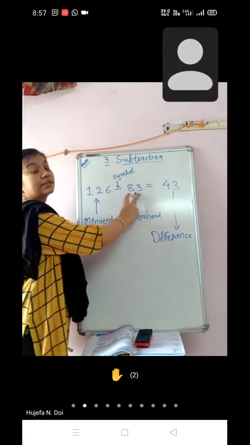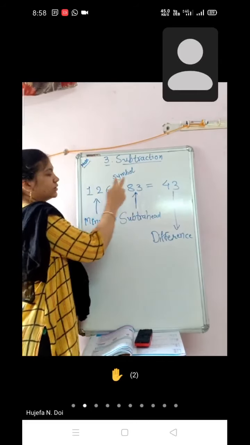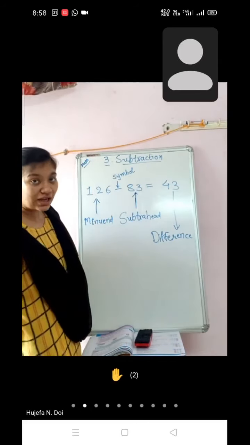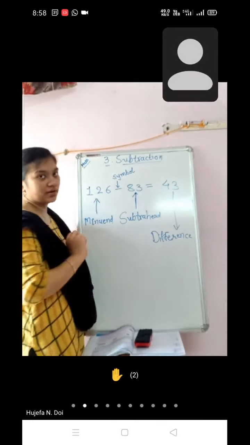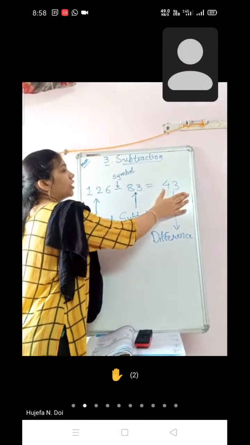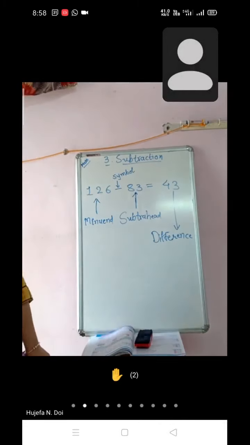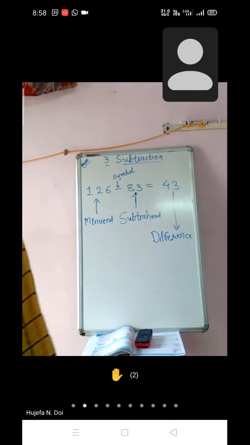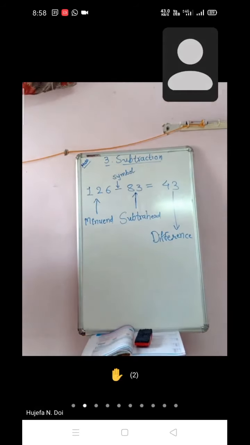Second, the number which we are subtracting from the number, the number we are subtracting, like here 83, that is called the subtrahend. And whenever we get the answer of subtraction, that is called the difference. You already learned that in class 2. You have already learned the subtraction chapter in class 2.